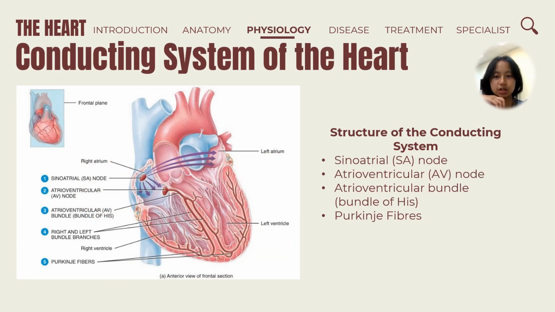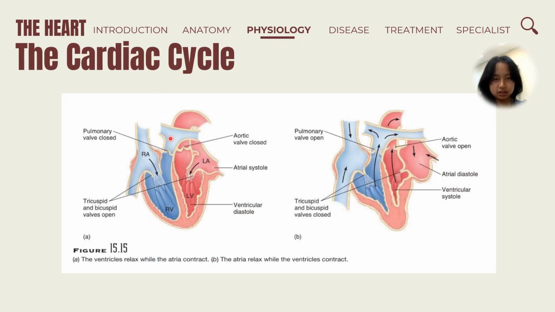Now moving on to the conducting system of the heart. The conducting system consists of the sinoatrial node, and then the atrioventricular (AV) node, then the bundle of His, which is located at the interventricular septum, and after that the Purkinje fibers. In a cardiac cycle, the pressure within the chambers rises and falls.